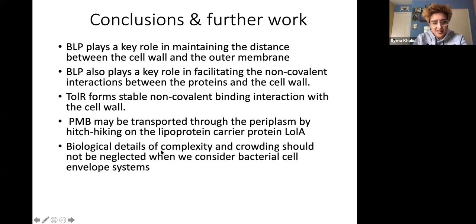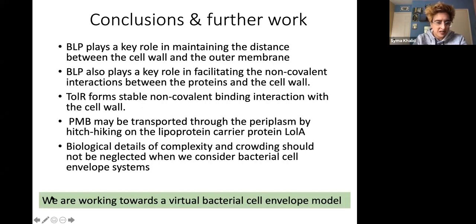And I think the take-home message really from all of this is that the biological details of complexity of the individual molecules, but also their crowding, should not be neglected when we consider bacterial cell envelope systems, especially now given we have access to greater computer power and these bigger and more complex simulations are becoming increasingly feasible.